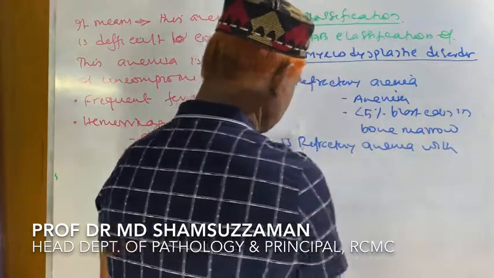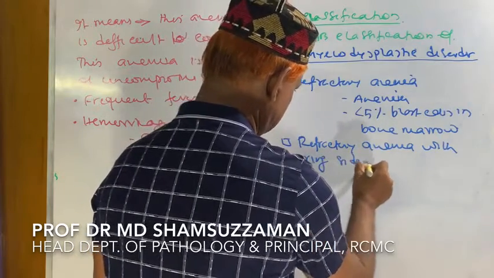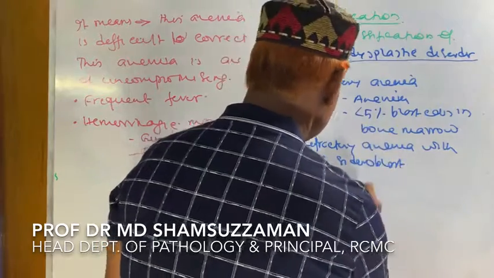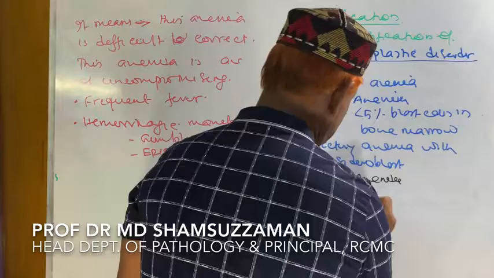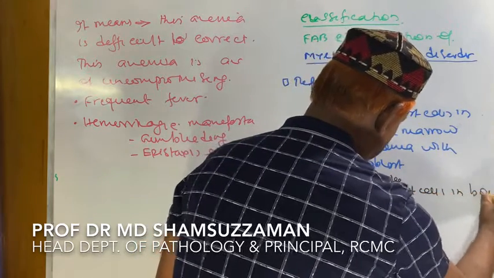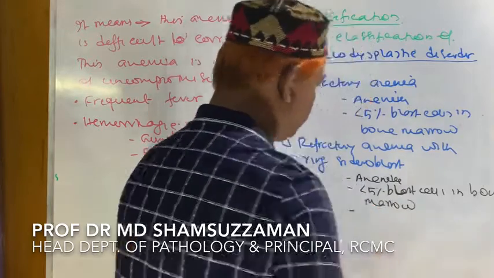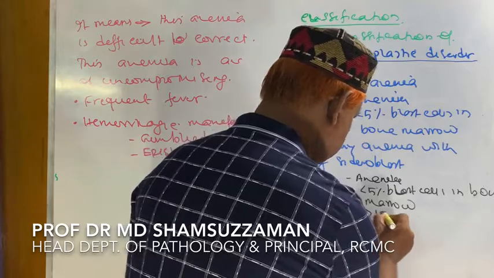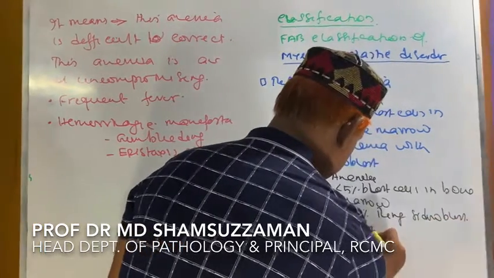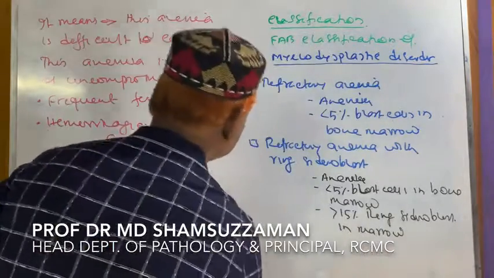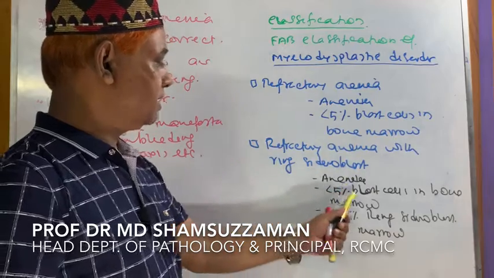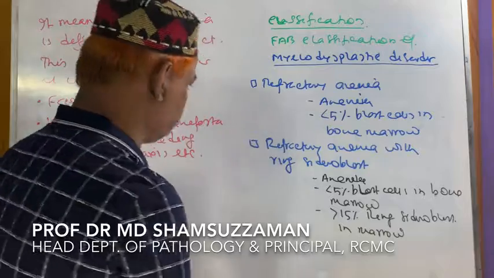Refractory anemia with ring sideroblast. In this type, the patient suffers from anemia. There is less than 5% blast cells in bone marrow, and there is more than 15% ring sideroblast in marrow. Refractory anemia: anemia with less than 5% blast cells in bone marrow. Refractory anemia with ring sideroblast: anemia, less than 5% blast cells in bone marrow, more than 15% ring sideroblast in bone marrow.